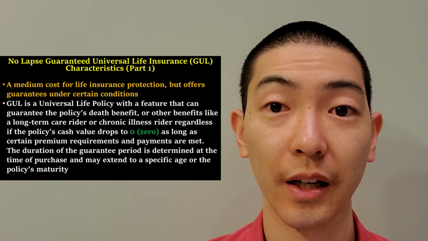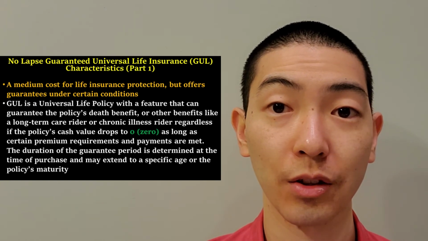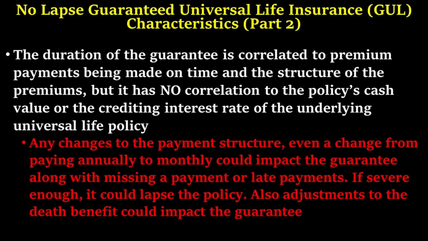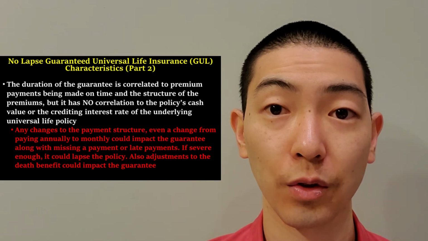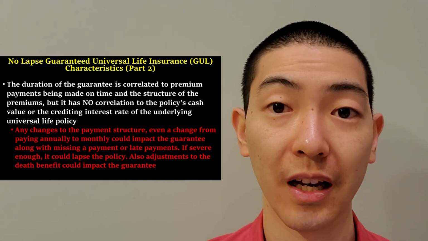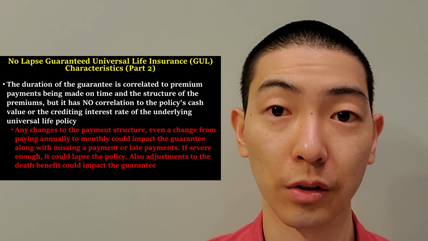The duration of the guarantee period is determined at the time of purchase and may extend to a specific age or the policy's maturity. The duration of the guarantee is correlated to premium payments being made on time and the structure of the premiums, but it has no correlation to the policy's cash value or the crediting interest rate of the underlying universal life policy.